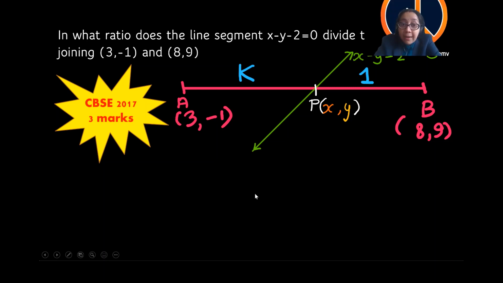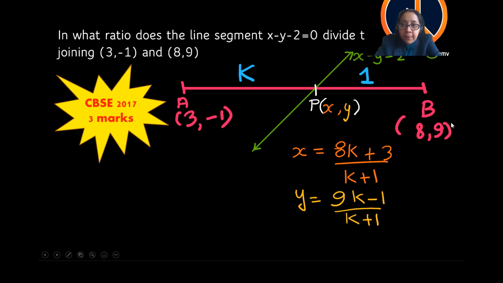Now you are applying the section formula. According to the section formula, what is x? The abscissa is (8k + 3)/(k + 1), since 1 times 3 becomes 3. Similarly, y becomes (9k - 1)/(k + 1). Correct? We have just applied the section formula. And P lies on this green line as well, that is x - y - 2.